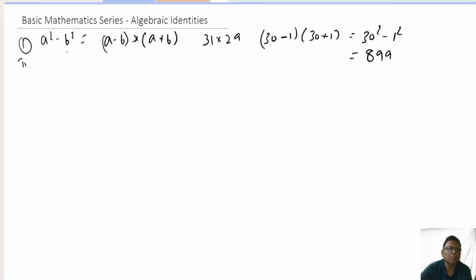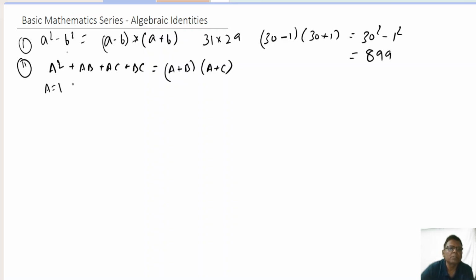Now come to the second in the list. This is also very popular, that is a square plus ab plus ac plus bc is equal to a plus b and a plus c. So many places this is used. Suppose you put a is equal to 1, then 1 plus b plus c plus bc is equal to 1 plus a, 1 plus b and 1 plus c.